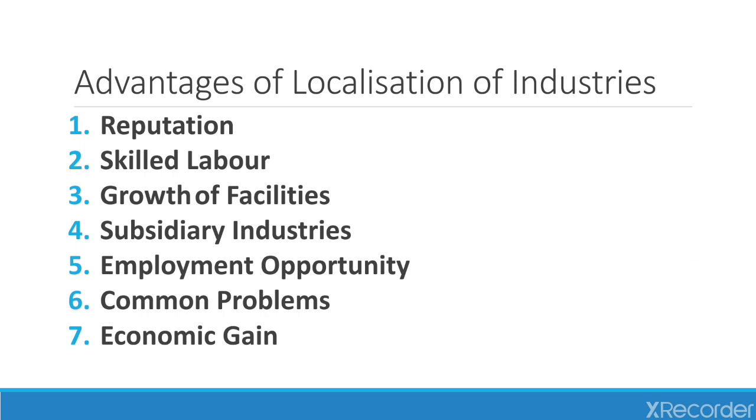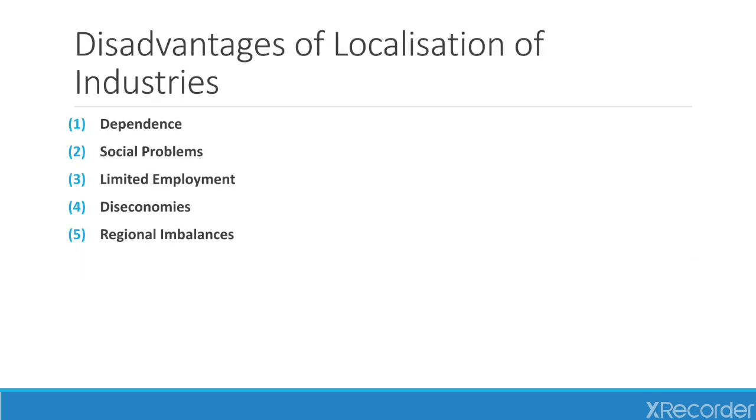Now, disadvantages of localization of industry. Dependence. When an industry is developed in a particular locality, it makes the economy dependent for its requirement of the products manufactured there. Such dependence is dangerous in the event of war, depression, or natural calamities, because the supply of the products will be disturbed and the entire economy will suffer.